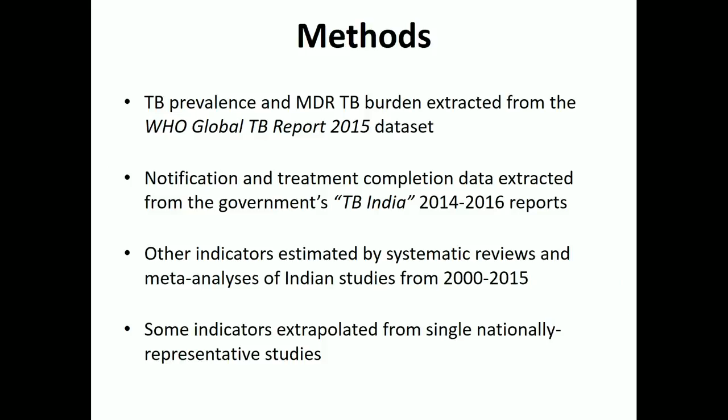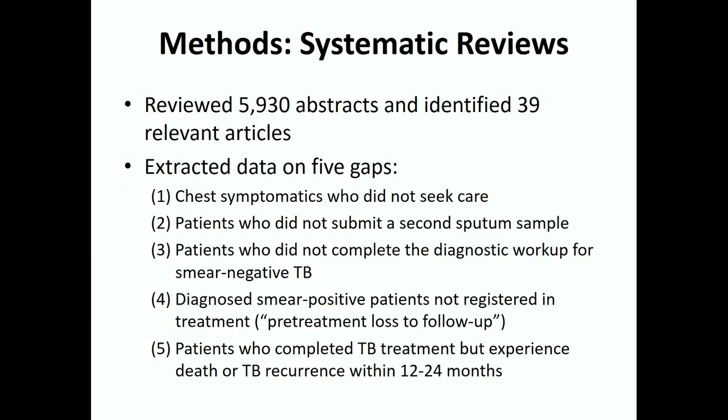So the methods, we extracted data from a variety of sources. The WHO Global TB reports for some burden of disease estimates, the Government of India TB India reports, which are their annual status reports with statistics broken down for different types of TB, and other indicators we estimated by systematic reviews and meta-analyses of Indian studies from 2000 to 2015. And some indicators were extrapolated from relatively recent single nationally representative studies.